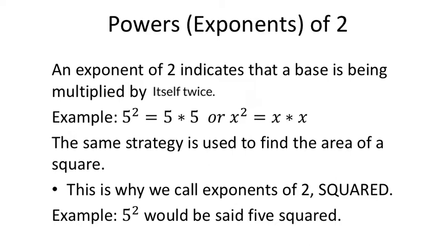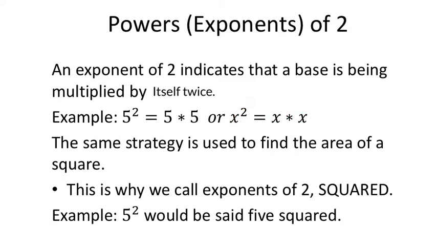Exponents of 2. If you see an exponent that is 2, it indicates that a base is being multiplied by itself twice. Okay, something like these two examples. You have 5 to the power of 2 with an exponent of 2 right there. That would indicate we have 5 times 5, something times itself. You could use this with letters too: x to the power of 2 is the same as x times x.